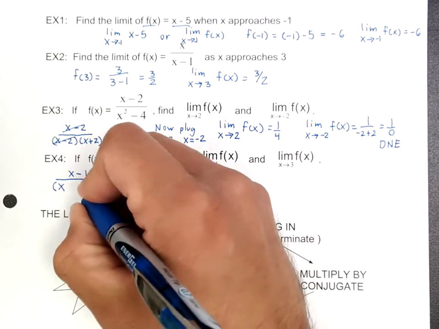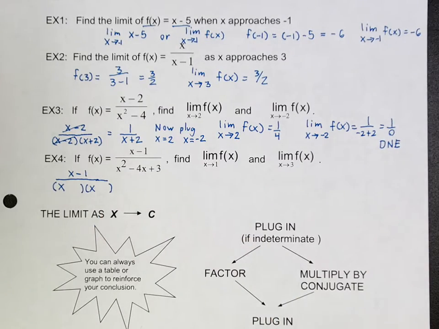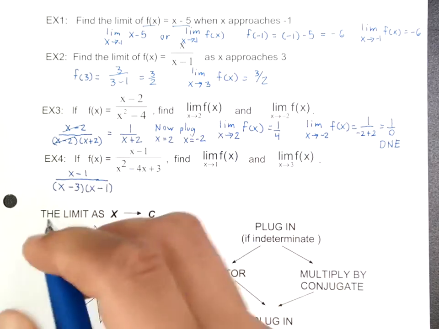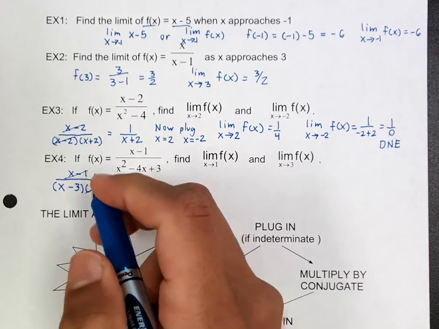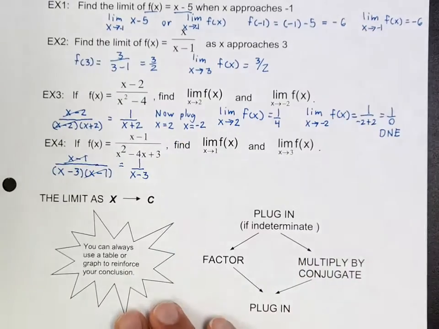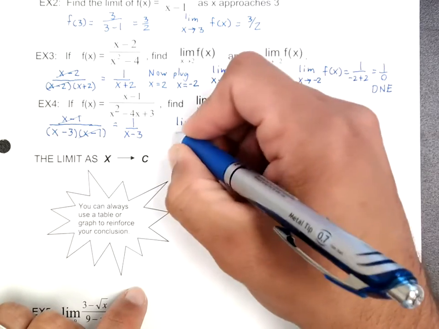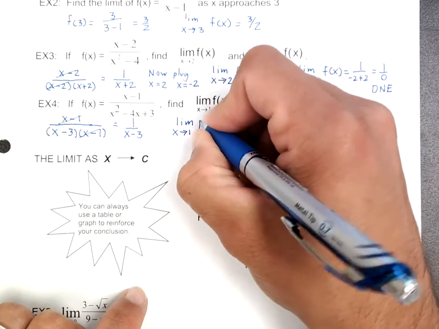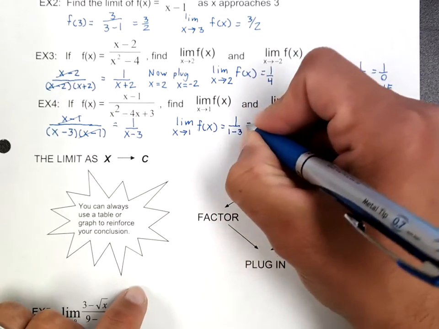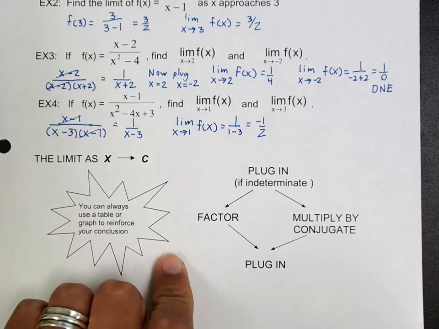So we have x and x, so we're looking for factors of 3 that add up to negative 4. They're both negative, so we have 3 and 1. Then notice that the x minus 1s are going to cancel out, and you're going to have 1 over x minus 3. Now that you have that, you're going to try to find the limit. So the limit as x approaches 1 of f of x, we're going to plug in a 1 over here. So this is going to be negative 1/2. So the limit as x approaches 1 of f of x is negative 1/2.